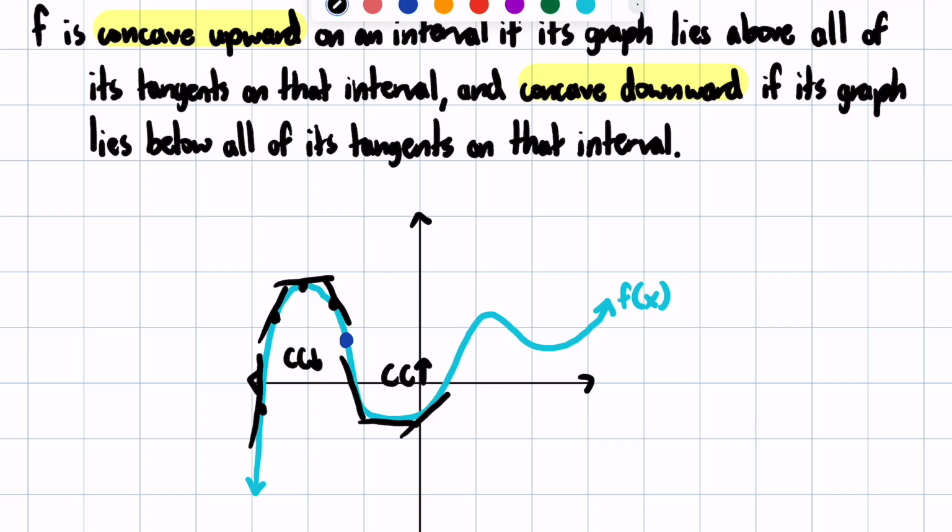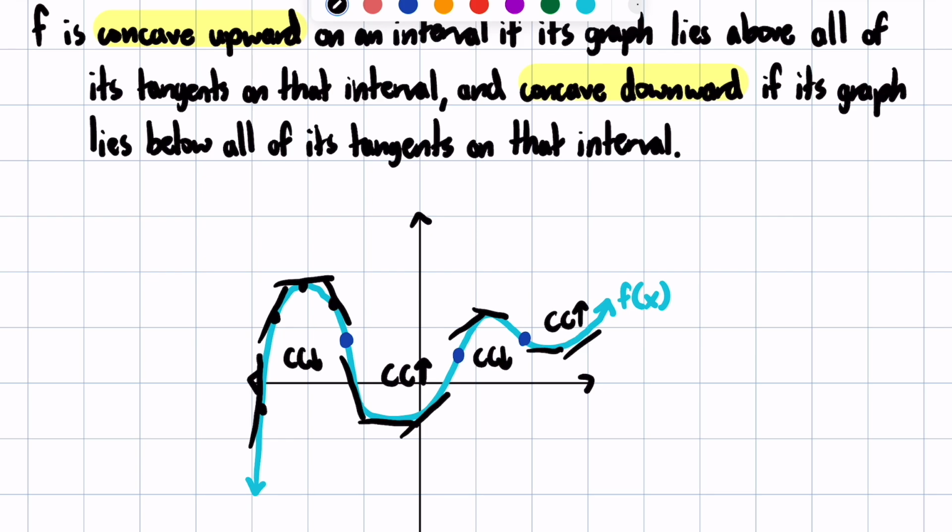Now we have another point where things change. Around here, our tangent lines start to be above the graph, right? Our graph is below its tangents. So it's concave down again. And then around here, it changes again. And so this is concave up.